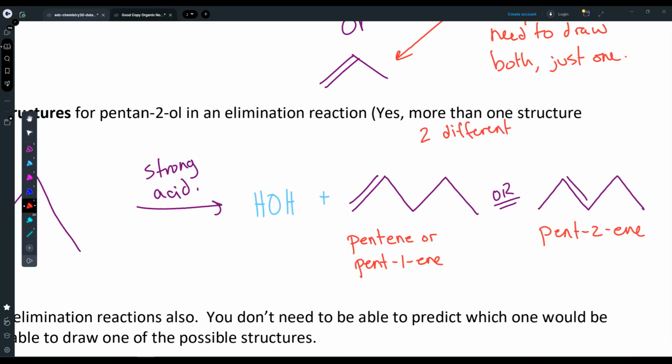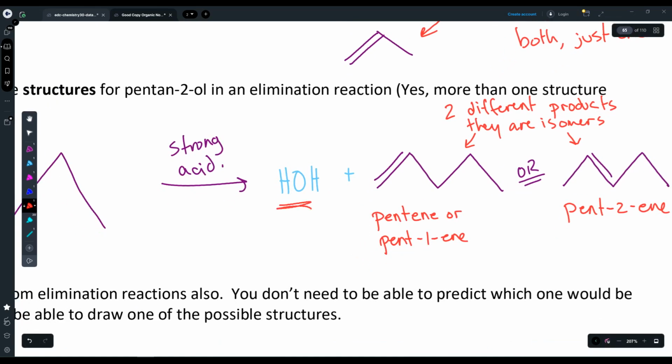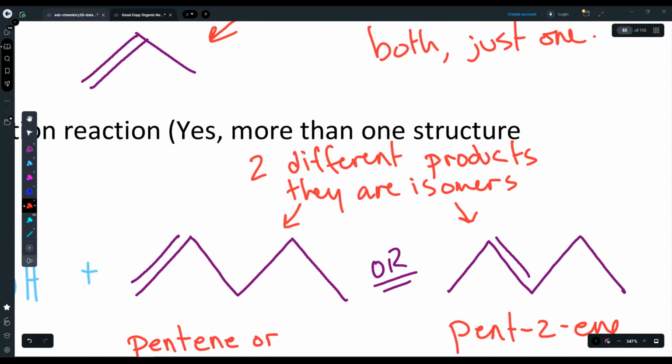But for the purposes of Chem 30, as long as you're able to draw one of these, you're good. So we get 2 different hydrocarbon products, which are isomers, and of course we get water as well. When I say 2 different products, I mean 2 different hydrocarbon products. Maybe I should throw that in there.